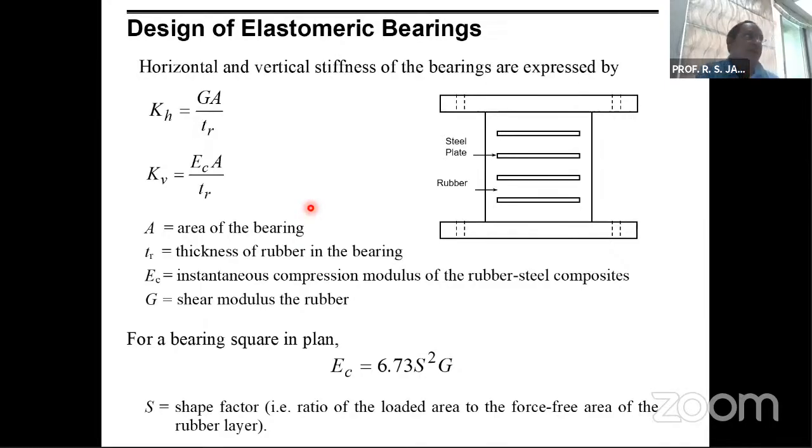For example, if you increase the spacing of the steel plate by 2 times, then stiffness reduces by 4 times. What it means is that by decreasing the spacing by half, I'm increasing the stiffness by 4 times. So depending upon the requirement of the vertical stiffness, I can adjust the spacing of these steel plates.